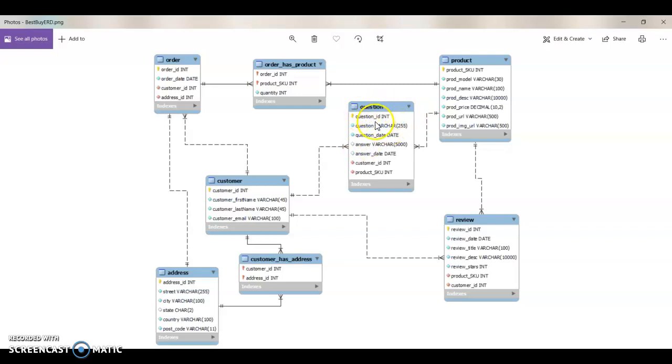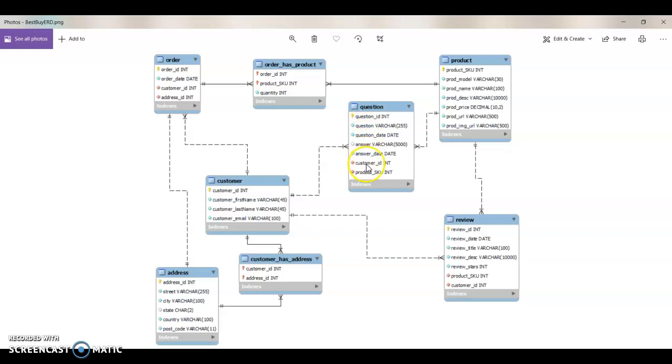And then for the questions, you could have just the question itself and then the question date. And then the answer, I gave it a little bit more characters, as well as the answer date. And I left the answer and answer date so that they could be null, just because not all the questions are always answered on a website.